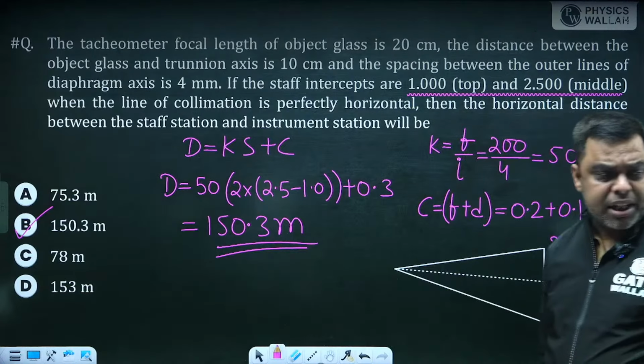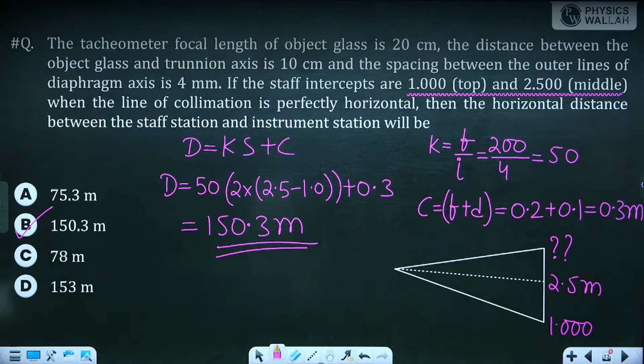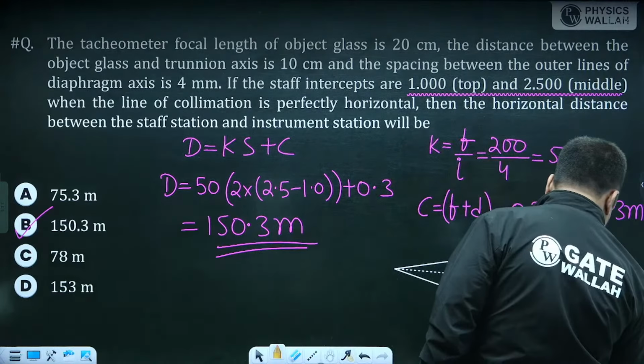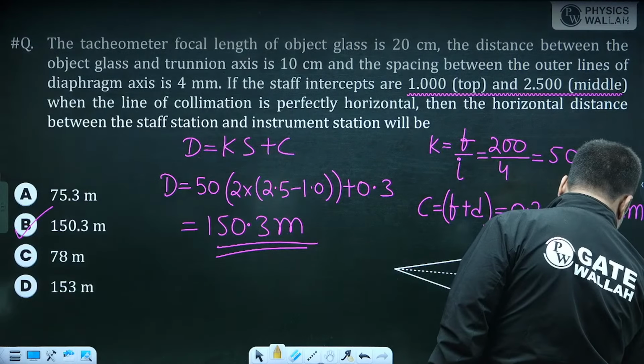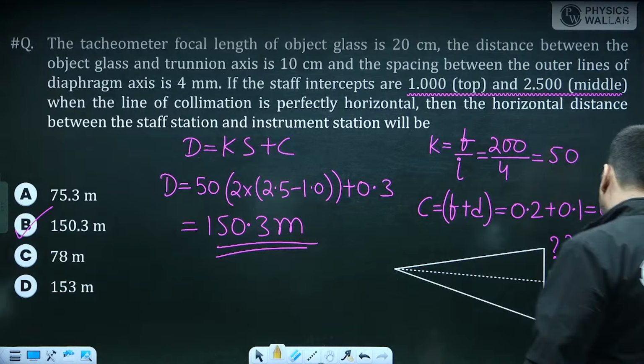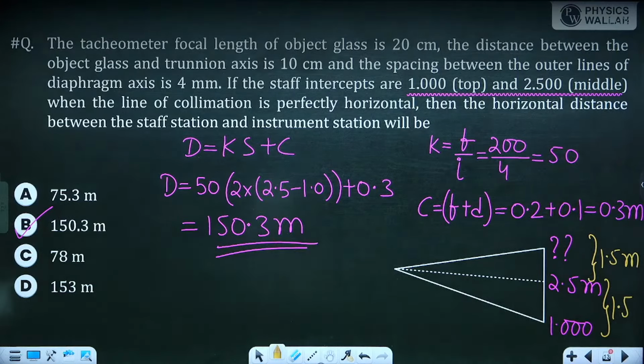Everybody clear about this? See, this is 1.5. So this will also be 1.5 meters. Got the logic? Everybody?